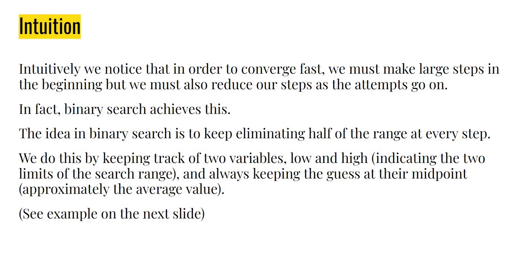If you recall the second algorithm that we saw, we did move quite well in the beginning, but then after a while we faltered because we just did not know how to go beyond changing the direction and reducing the step. But binary search achieves all of this. The idea in binary search is to keep eliminating half of the range, half of the search area at every step. And the way this is done is that we basically keep track of the search range in two variables called low and high.